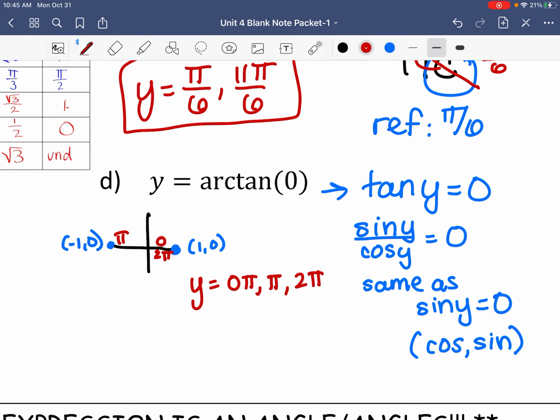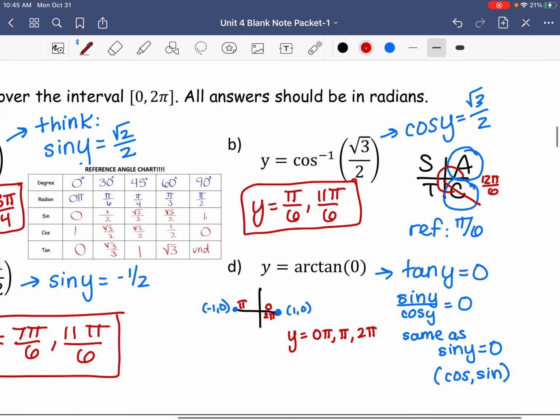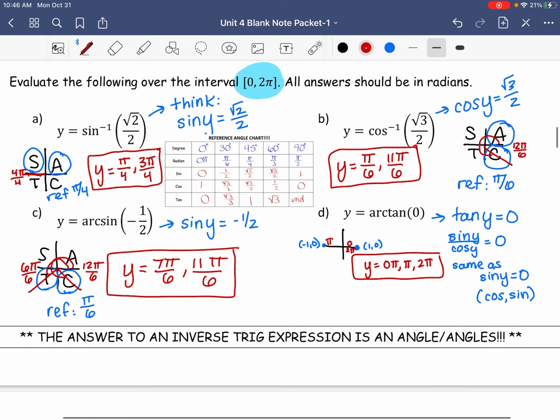And before I box these answers, I'm going to check the directions. And the directions said my answers have to be between 0 and 2 pi. And the bracket means I can include 0 and 2 pi if they're answers. So I'm going to include all of those. Okay, key point from this page is that the answer to an inverse trig is always an angle. Notice that all of our answers here were angles. Our answers are always angles.